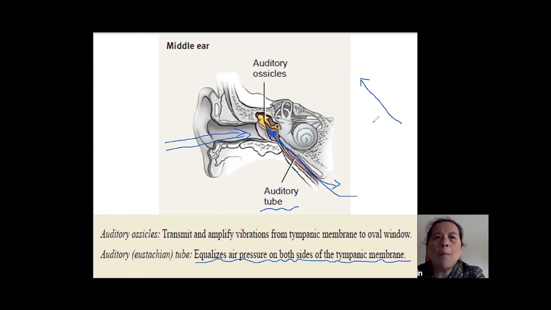Or maybe you drink some water, or maybe you chew some gum. So what are we doing there? We open the channel to the throat area through the movement in the throat area, whether swallowing or chewing gum, and then let the air go in. In this way, we keep both sides' pressure balanced. So that's another pretty important part for the middle ear.